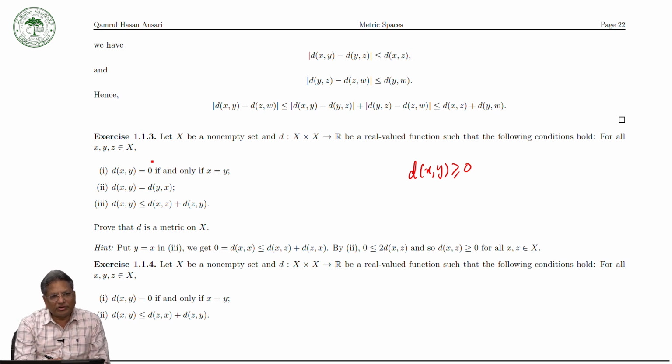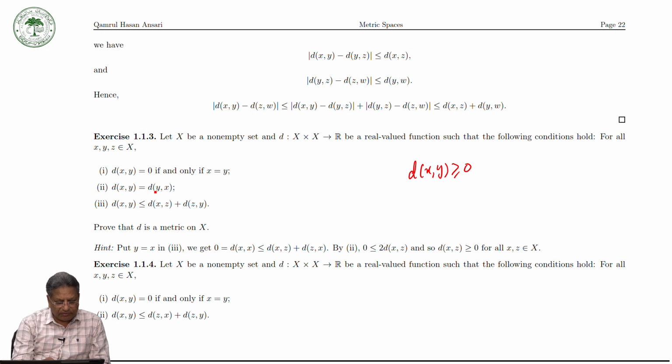So how can you do it? Instead of M1, M2, M3, M4, if somebody writes that a function d from X cross X to R is a metric if it satisfies these properties, even then it is okay. In some books you can see that this property is missing. This property basically follows automatically from the rest of the three properties.